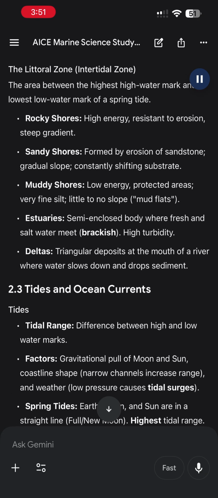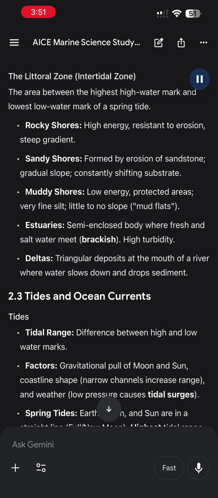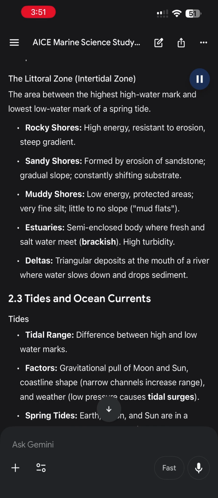The littoral zone, intertidal zone. The area between the highest high water mark and lowest low water mark of a spring tide. Rocky shores: high energy, resistant to erosion, steep gradient. Sandy shores: formed by erosion of sandstone, gradual slope, constantly shifting substrate. Muddy shores: low energy, protected areas, very fine silt, little to no slope.